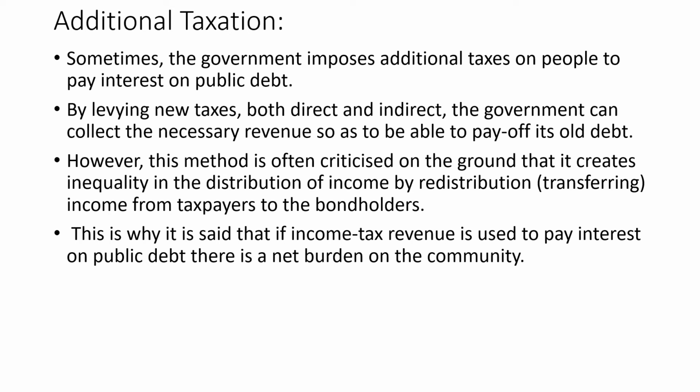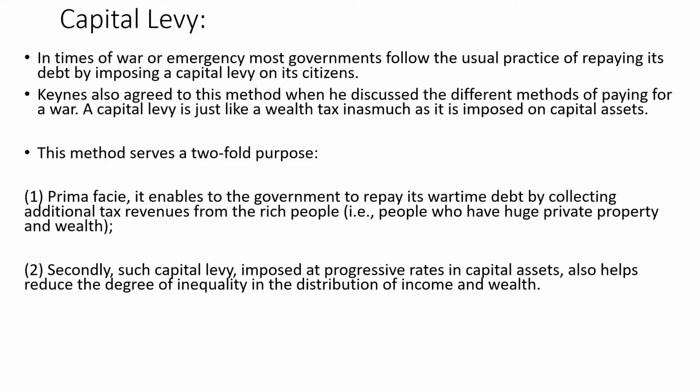But this method is often criticized on the ground that it creates inequality in the distribution of income by redistributing income from the taxpayers to the bondholders. We have seen that the bondholders are rich, but all the taxpayers cannot be considered rich. There are poor people too who are taxpayers. This is the main reason why it is said that if income tax revenue is used to pay interest on public debt, then there is a net burden on the community.